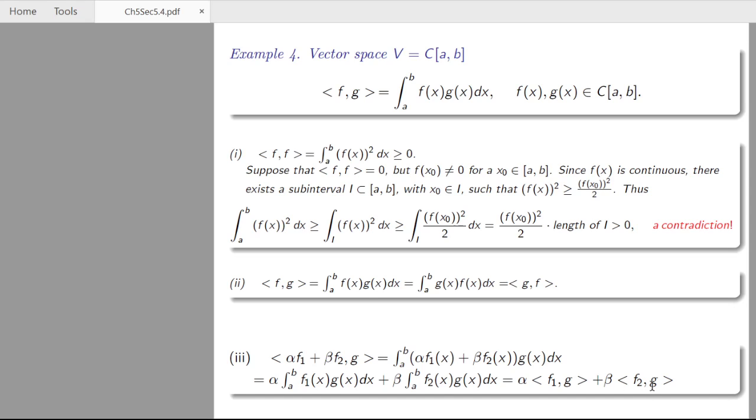Now we can say the three conditions in the definition of inner product are satisfied. So we can call this operation an inner product on this vector space.